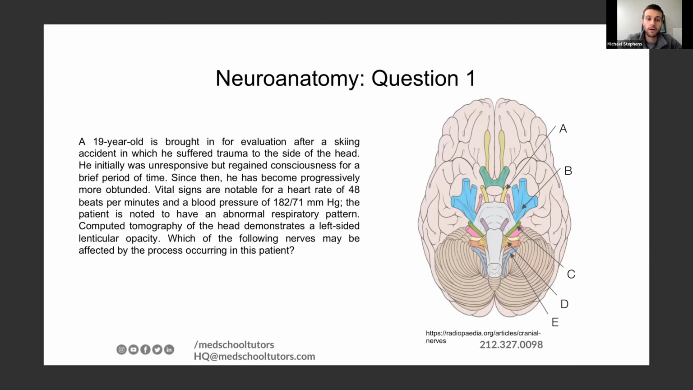A 19-year-old is brought in for evaluation after a skiing accident in which he suffered trauma to the side of the head. He was initially unresponsive, but regained consciousness for a brief period of time and has become progressively more obtunded since then. His vital signs are notable for a heart rate of 48 and a blood pressure of 182/71 with an abnormal respiratory pattern. CT of the head demonstrates a left-sided lenticular opacity. So what do you guys think? First, what's going on in this patient? Let's start with the diagnosis. What stands out to you as the diagnosis here?